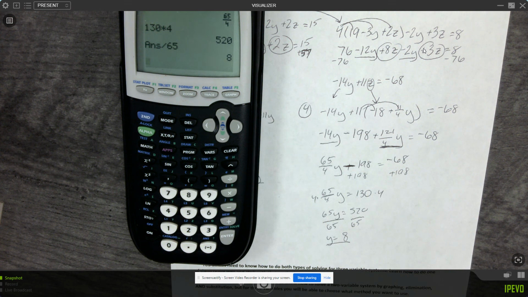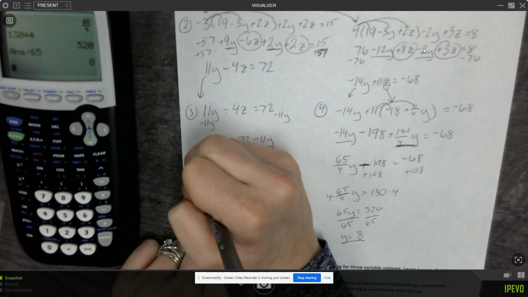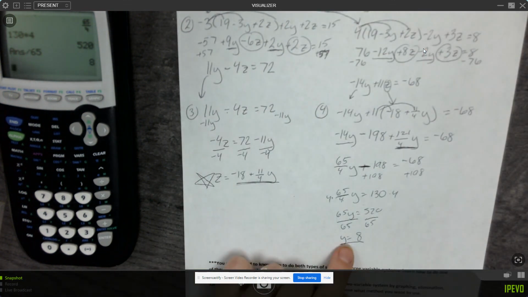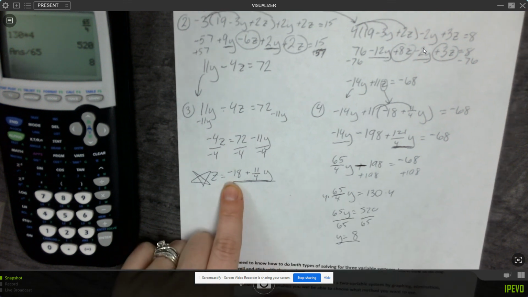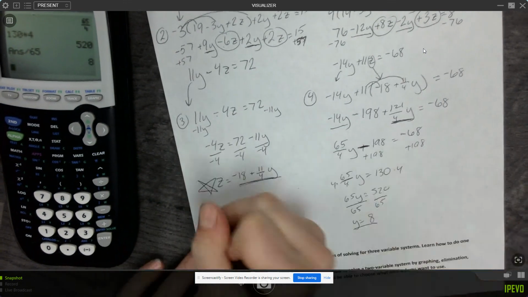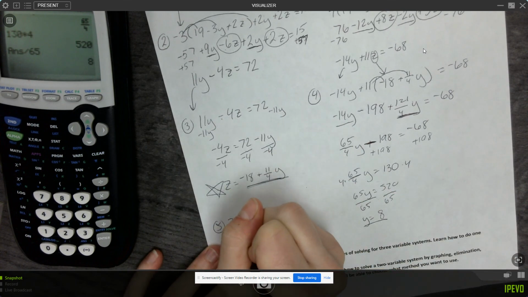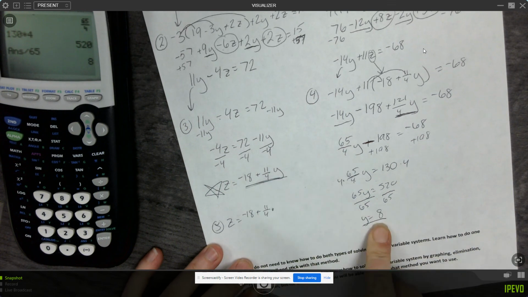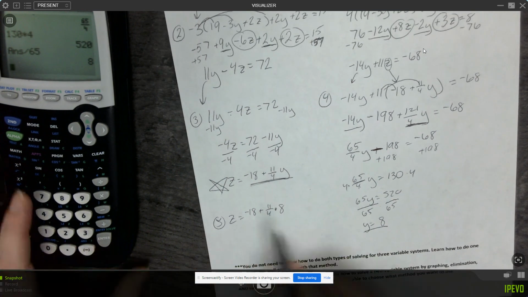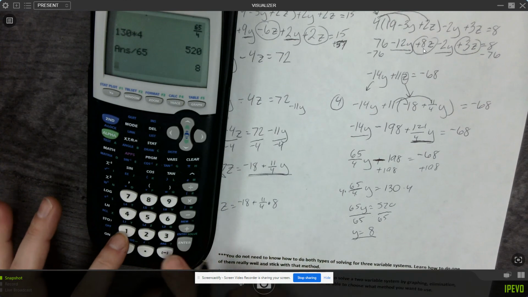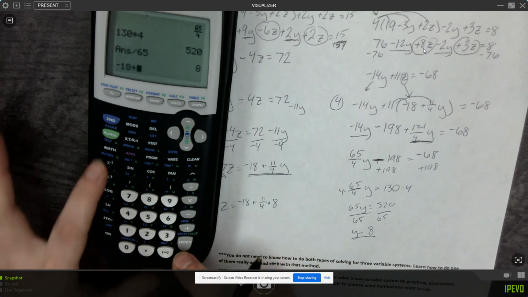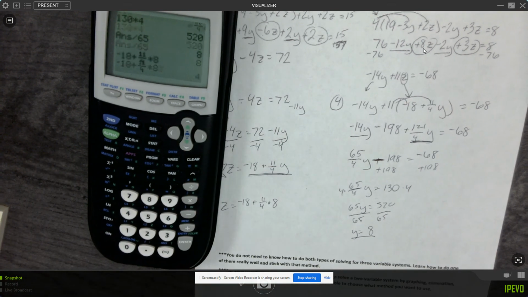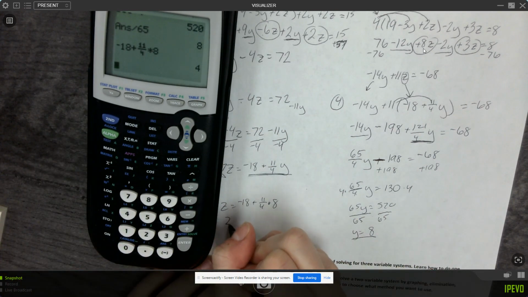And then we go back to the things we solved. So we're going to come back to this z equals and then back to this x equals, working our way backwards. We know y, so we're going to come back here. So z equals negative 18 plus 11 over 4 times 8. You can just type that in your calculator. Negative 18 plus 11 over 4 times 8. Z equals 4.